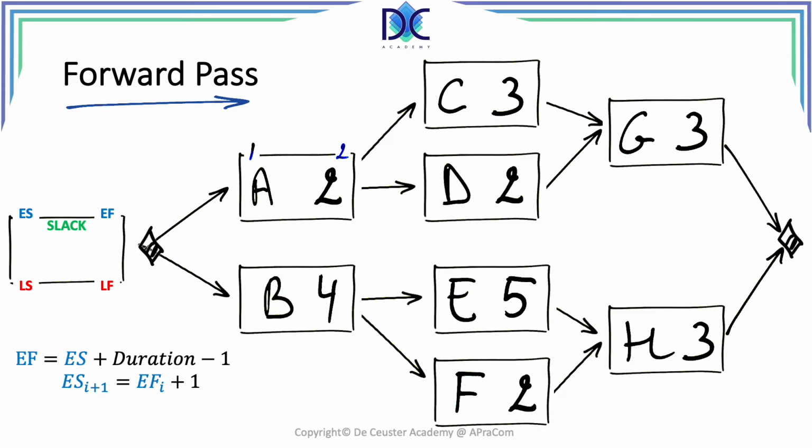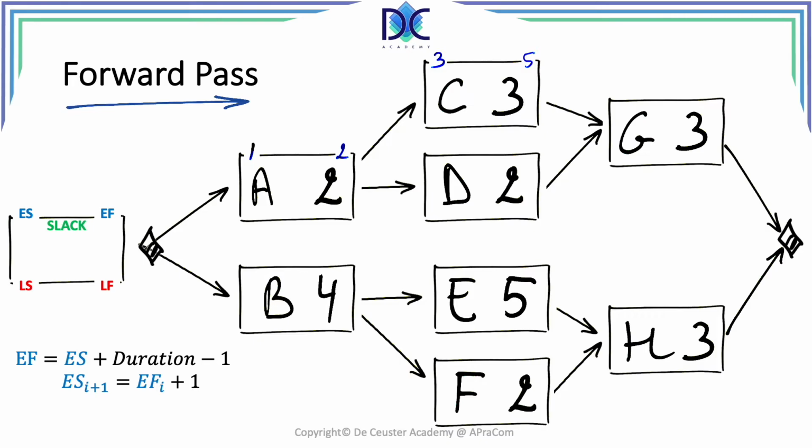Based on the second formula, we can now calculate the start, or better, early start, of activity C, which is the early finish of A plus 1, or in this case it is 3. And now we see the early start of C is equal to 3. The next step we have to do is calculate the early finish of C, which is given by the formula 3 plus 3 minus 1, which is equal to 5. And that is exactly what we find in the diagram.